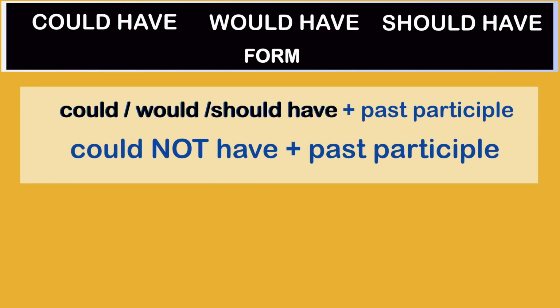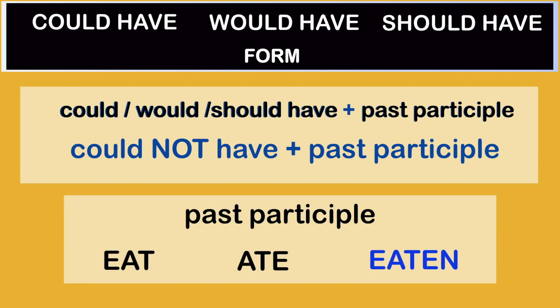Let's talk about the form now. Could, would, should have, they're all followed by the past participle. Past participle is the third form of the verb. When you need to make a negative sentence, not comes in between.